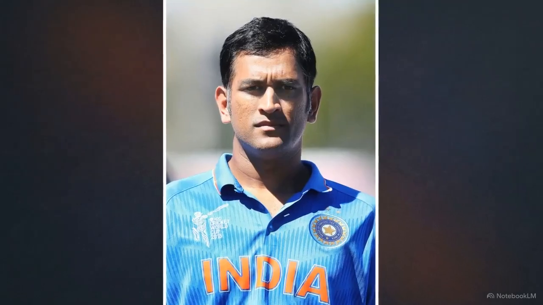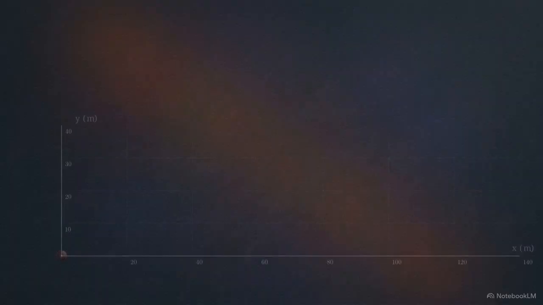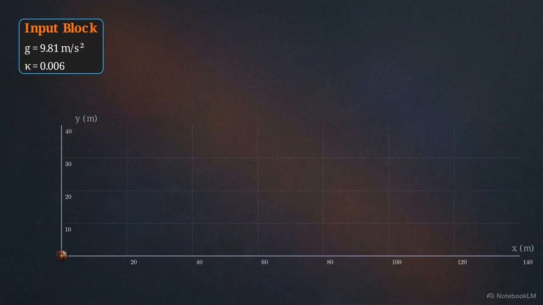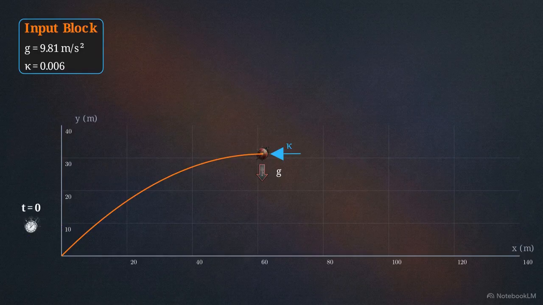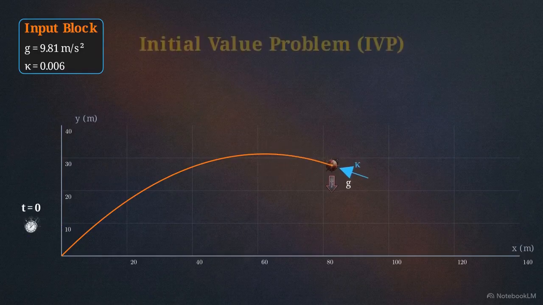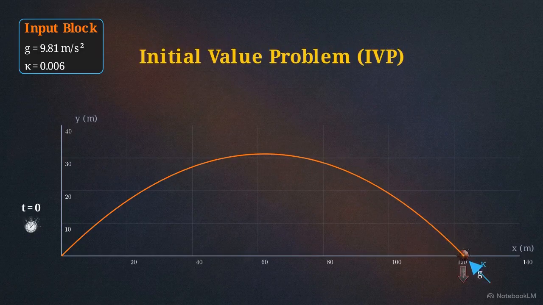Our first task is modeling the trajectory of a ball hit by MS Dhoni. We define our physical parameters in the input block: gravity at 9.81, an air drag coefficient of 0.006, and a launch velocity of 35 meters per second at a 45-degree angle. Since we know the exact state of the ball at the moment of impact, at time 0, we are solving an initial value problem, or IVP.